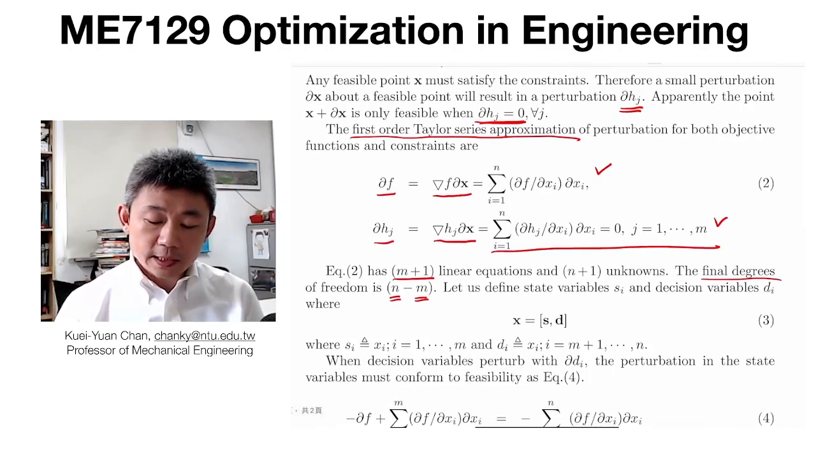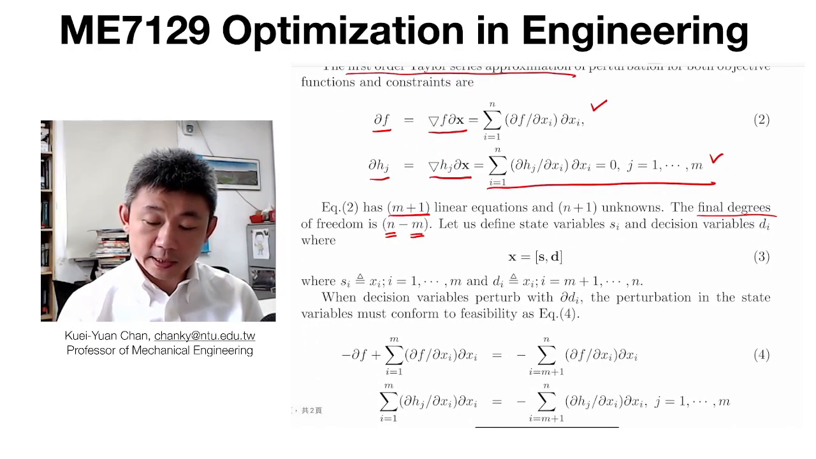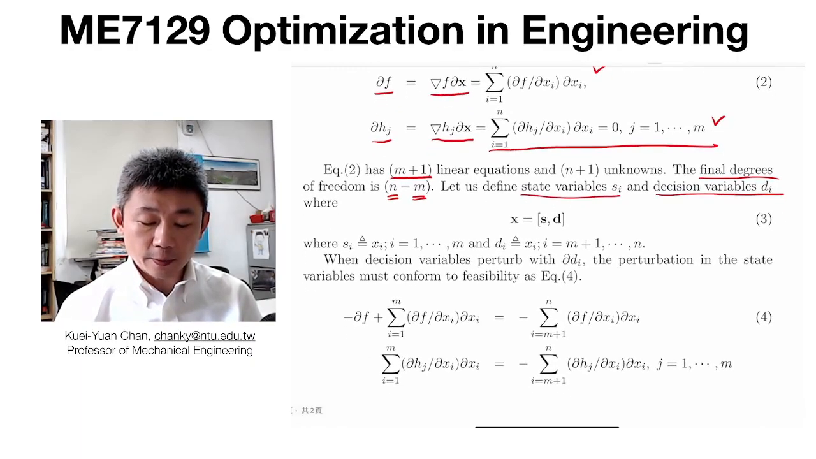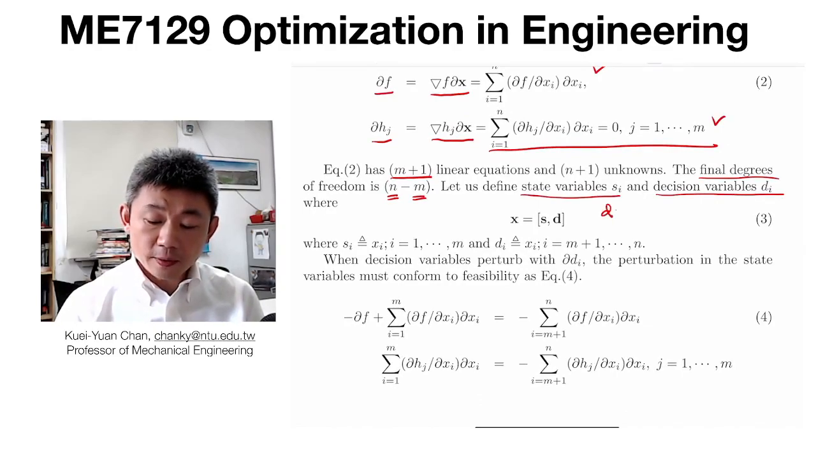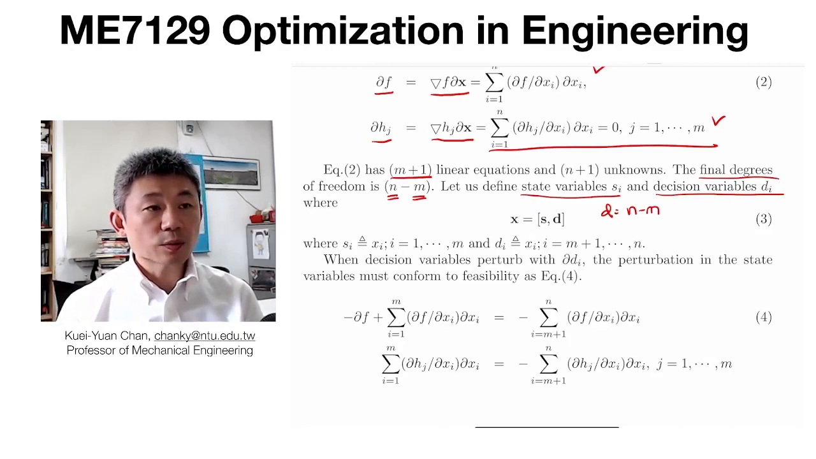So let us separate x into a state variable and a decision variable, where the decision variable has dimension m, because this is where we say the degrees of freedom come from. Decision, make my decision. And how about state? State is the corresponding part with respect to m, because the state variable is the consequence of my decision.